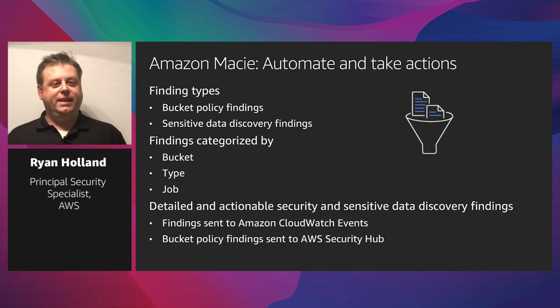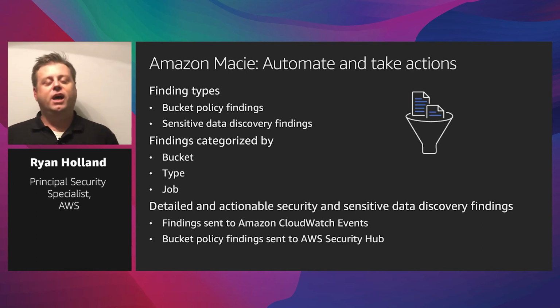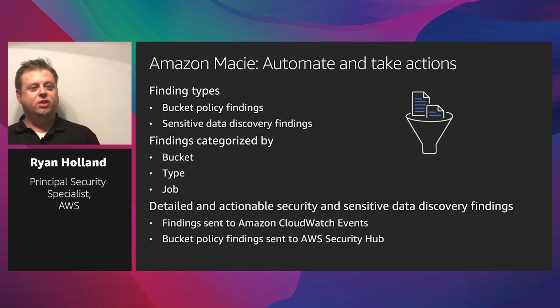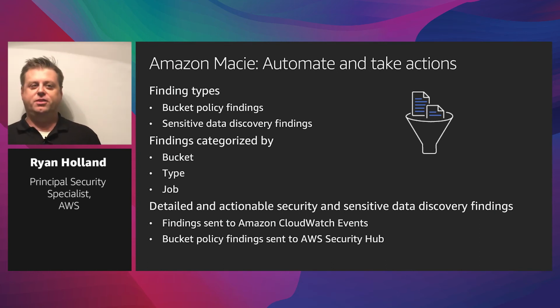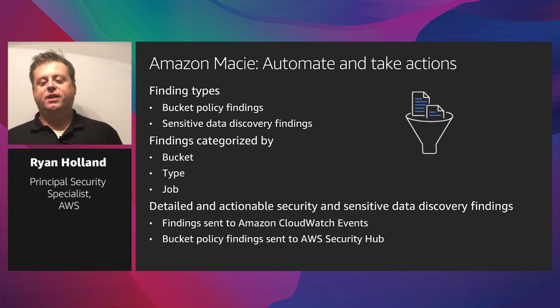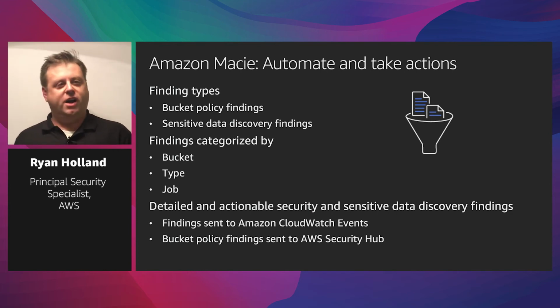The other type of finding is for sensitive data discovery. And sensitive data discovery, we treat a little differently. Sensitive data discovery findings are also sent out EventBridge. However, they're not sent to Security Hub. Now, we consider those to be a little bit more sensitive because they're telling the user where their sensitive data lives. There's also a third output that is not really a finding, but it's more of an audit log.